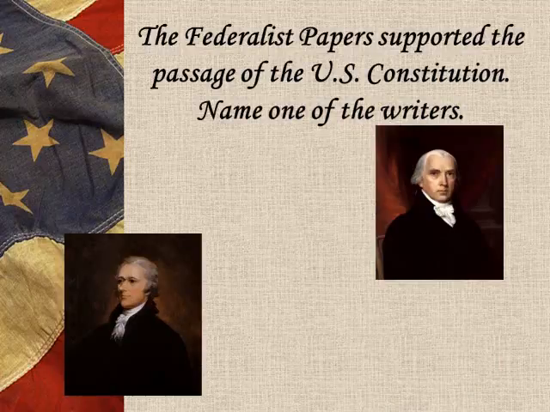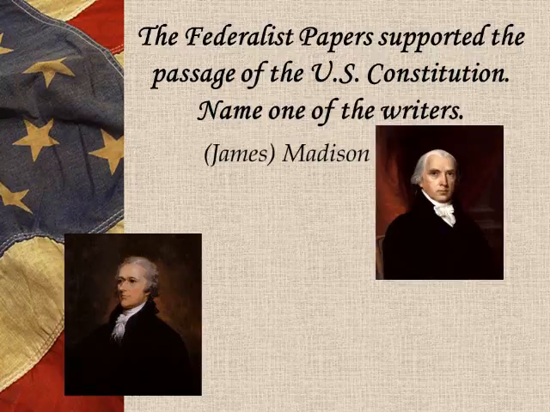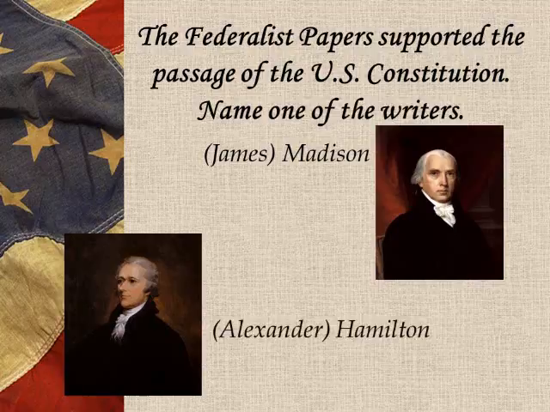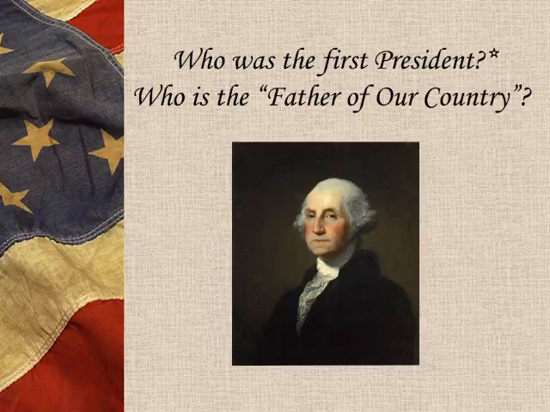And after they had the Constitution, they had to get the states to ratify it, and the Federalist Papers supported the passage of the U.S. Constitution. Name one of the writers. So these try to help to convince the states to pass it. Now the first one right here is James Madison. You can see him up there, a little serious-looking guy. This other one is also serious-looking, Alexander Hamilton. These were two of the founding fathers, and very interesting history. Who was the first president and who was called the father of our country? This person right here, hint, he's on your dollar bill. Yep, that's right, George Washington.